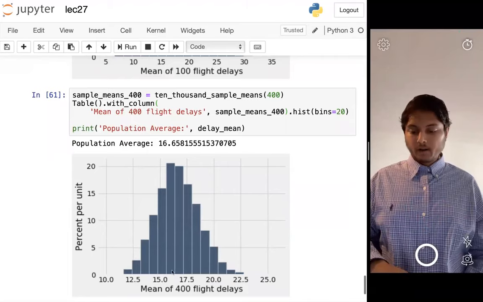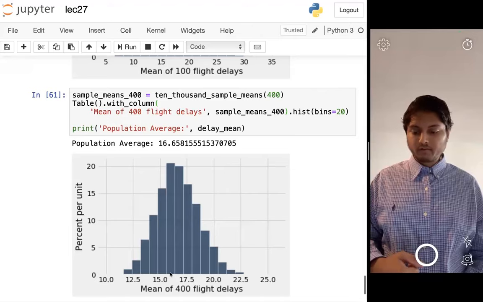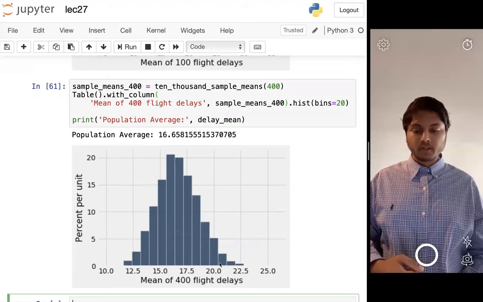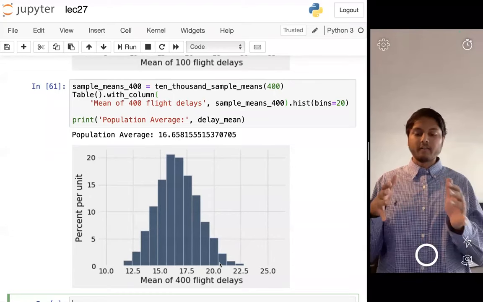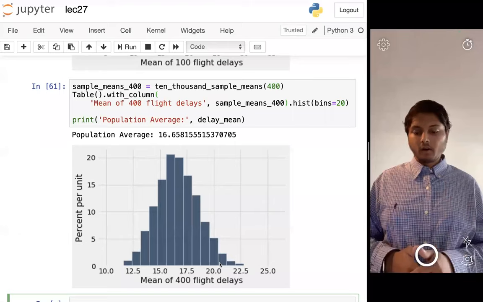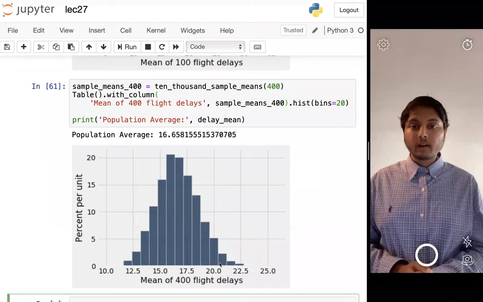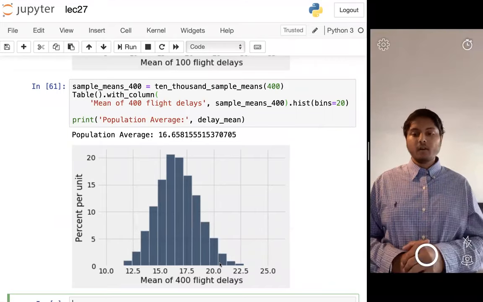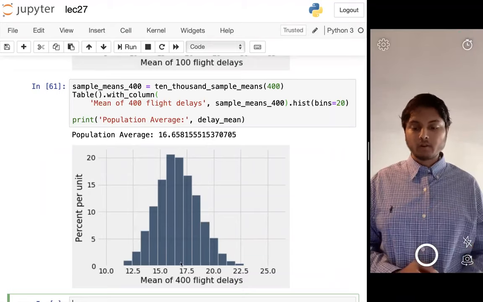Just like the other one, this is centered at around the actual value of 16.65, which is around here. But this one looks a lot more bell-shaped. There doesn't seem to be as much of a tail going out to the right or the left. They're pretty much symmetric here. This is essentially the central limit theorem in action. It tells us that if you have a large sample size, the variability of your estimate is roughly normally distributed. That's what we're seeing here.